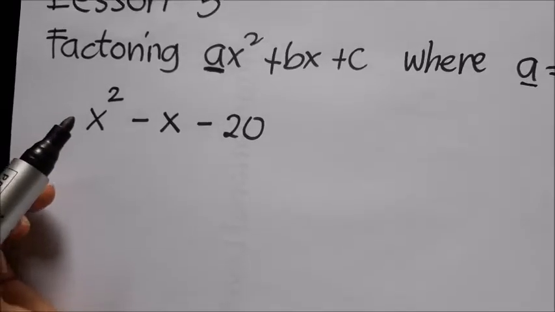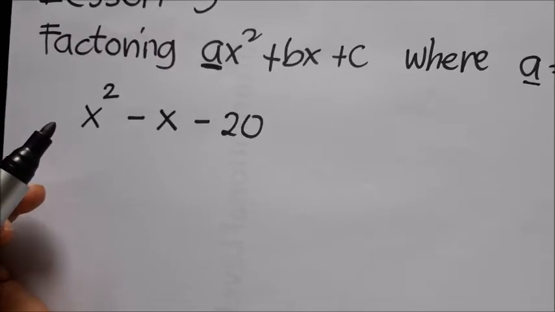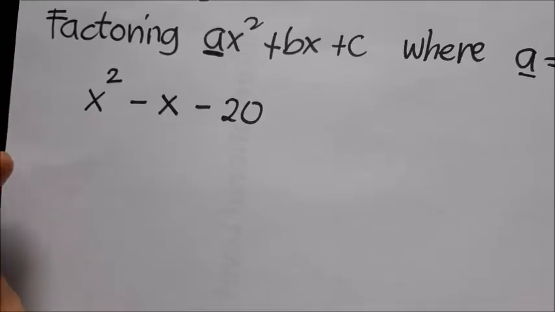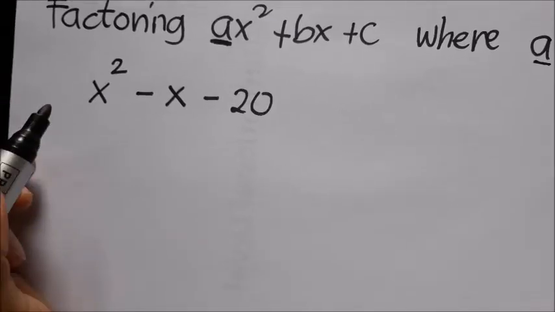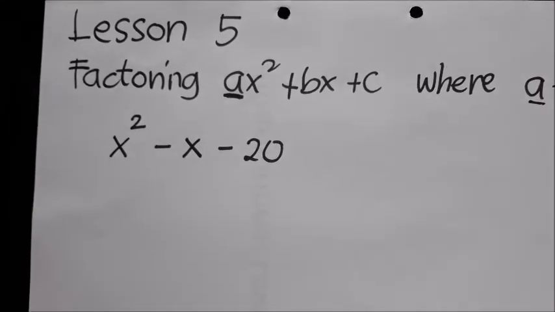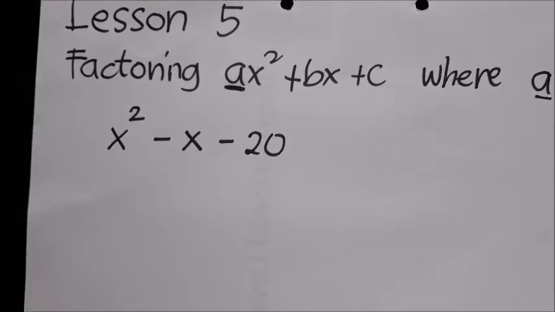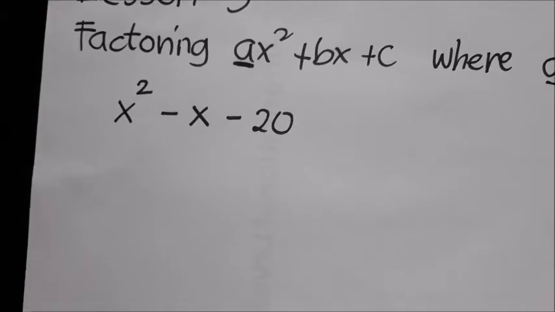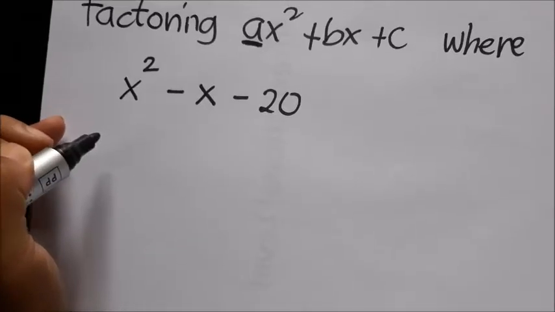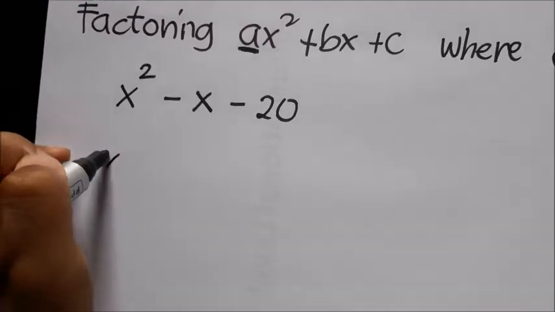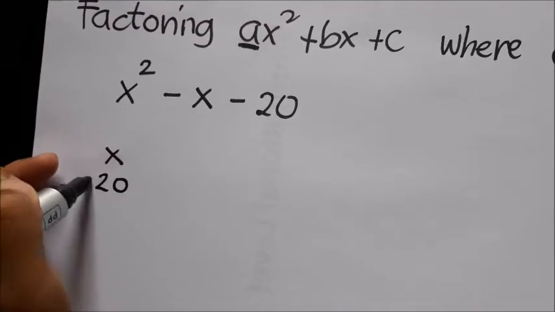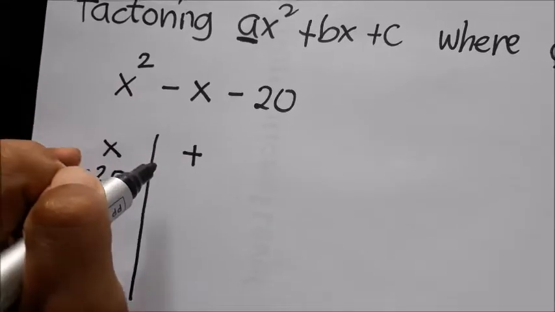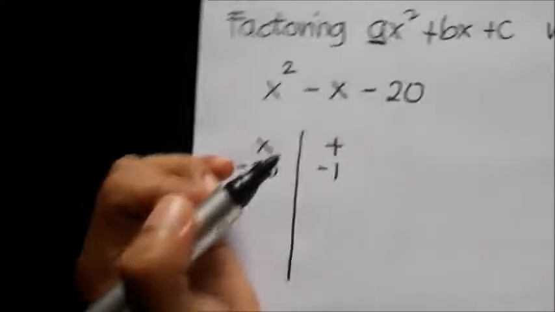So, the technique here, without using the table that I have shown in the tutorial video that I sent, is you just think of two numbers that when multiplied is negative 20, and when added is negative 1. So, what are the two numbers that when we multiply is negative 20, and when we add the answer is negative 1?